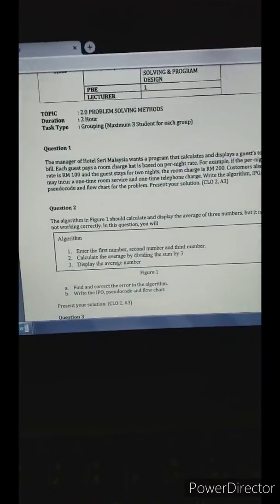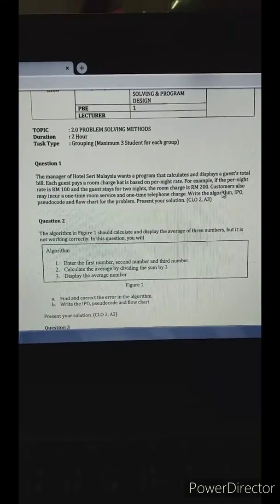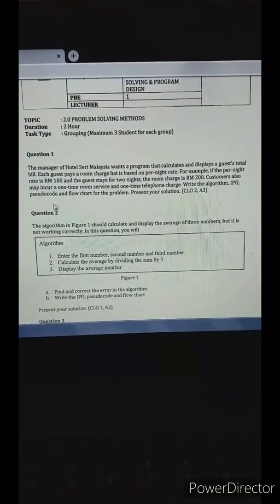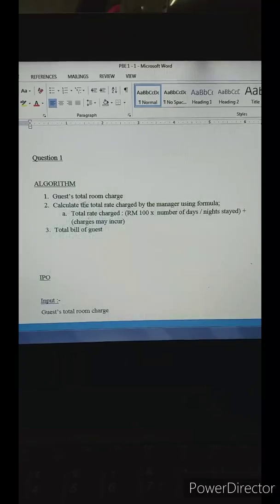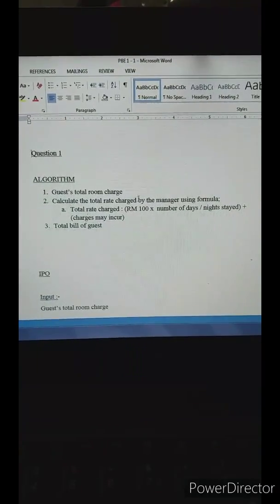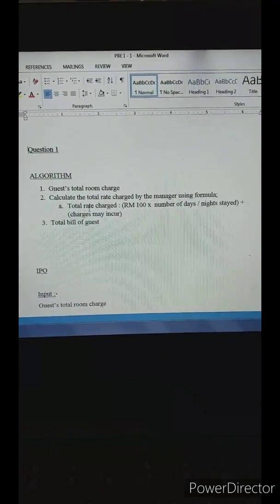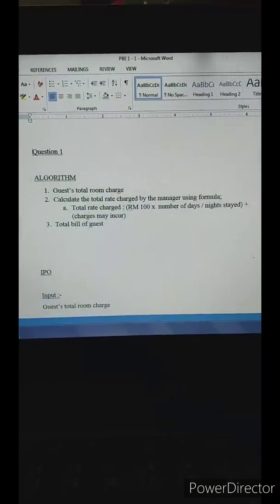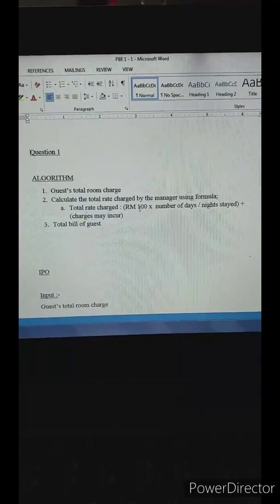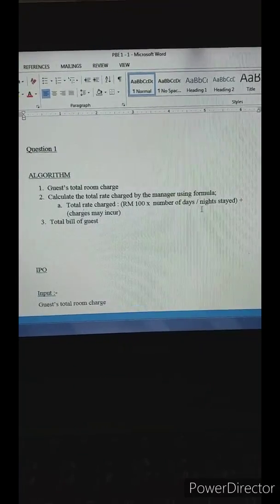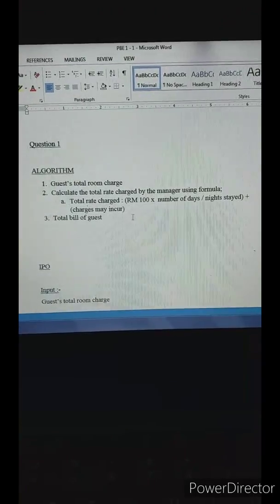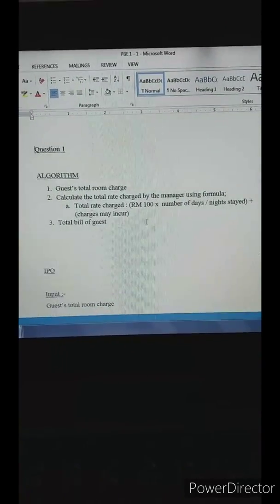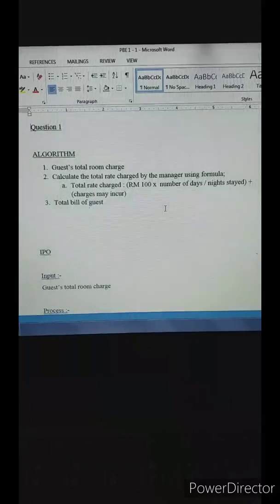Present the solution. This question is asking for the algorithm, IPO, pseudocode and flowchart. So first of all, the algorithm will be guest total room charge. Calculate the total rate charged by the manager using the formula. The formula will be total rate charged is RM100 times number of nights stayed, and then plus charges that may be incurred, and then the total bill of the guest.